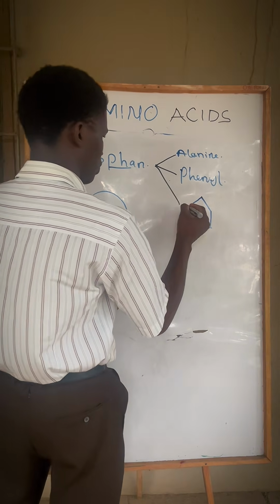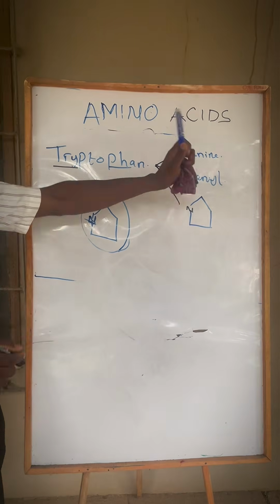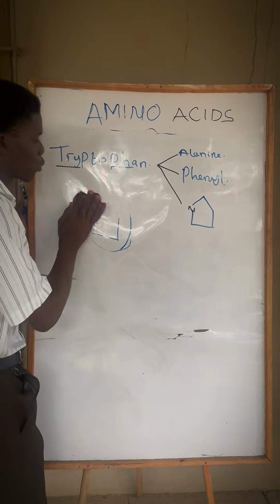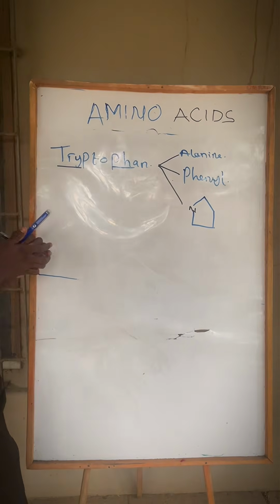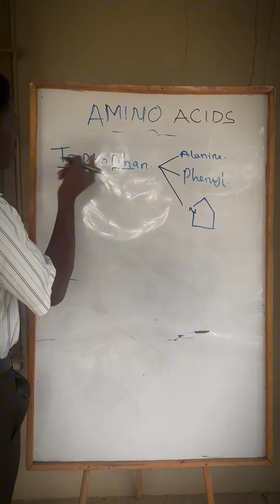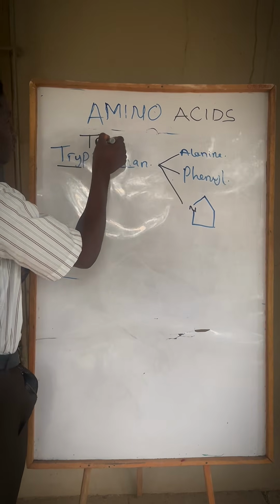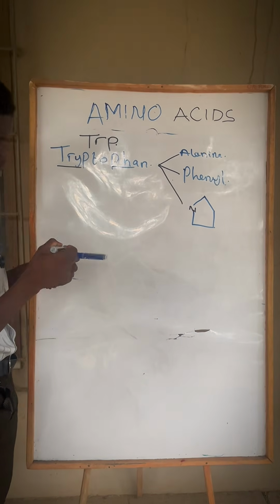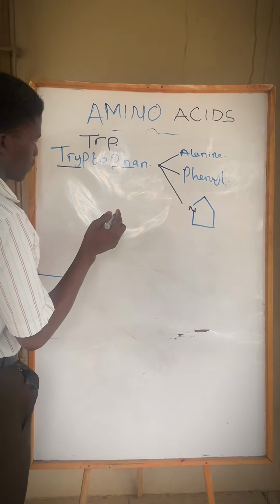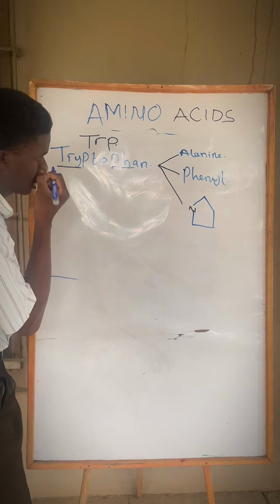So do you understand? Tryptophan tells us that we have 3 things: alanine, phenyl, and this structure. So how do we draw the structure of tryptophan? So the 3 short code for tryptophan is TRP. Okay. Now let's look at the structure of tryptophan. The first thing is alanine. We have our alanine.